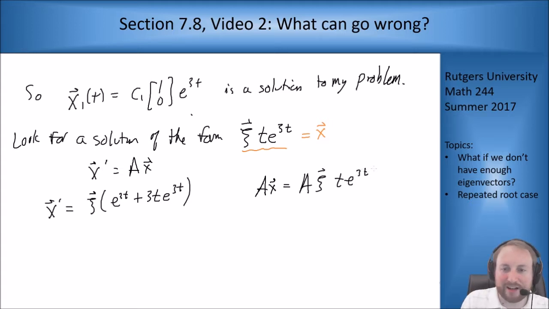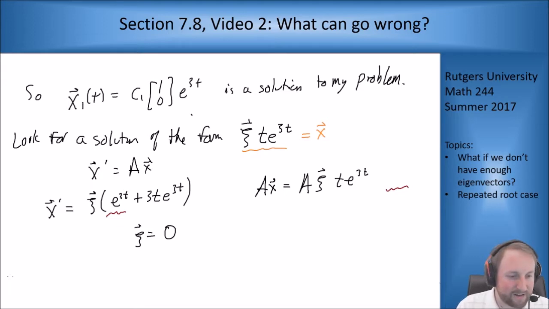Now I want these two sides to be equal, but this left-hand side here has an e to the 3t term, which doesn't show up over here. So in order for this to work, I need c to be the 0 vector, to make both sides equal. Well, that's not great. That means this will be a 0 solution, which is not what I want to be looking for anyway. So this wasn't good enough to look for our answer.